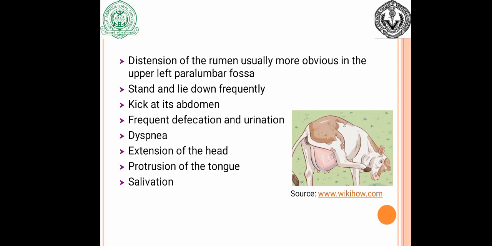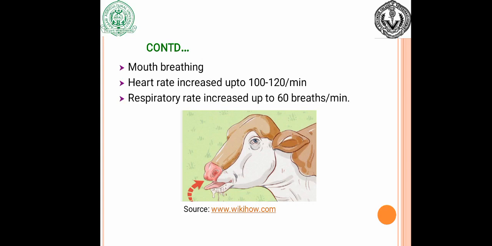The other clinical findings are distension of the rumen, usually more obvious in the upper left paralumbar fossa. The animal may stand and lie down frequently. The animal may kick at its abdomen. There will be frequent defecation and urination. Dyspnea, extension of the head, protrusion of the tongue, salivation, mouth breathing, heart rate increase up to 100 to 120 per minute, and respiratory rate increase up to 60 breaths per minute.